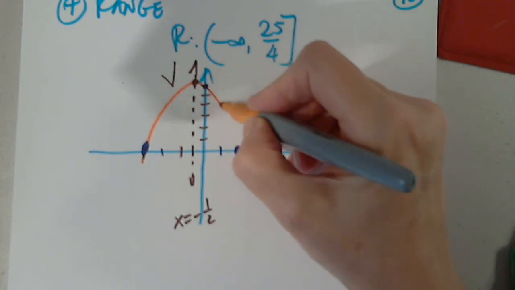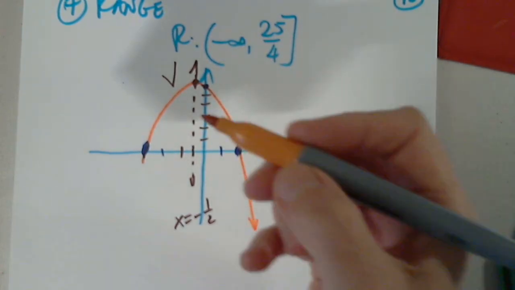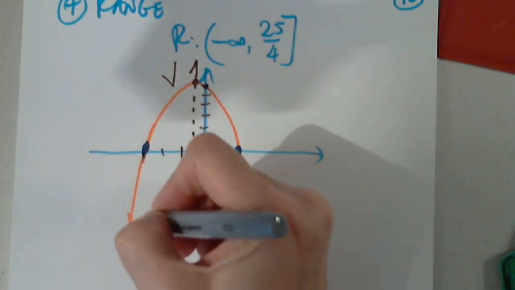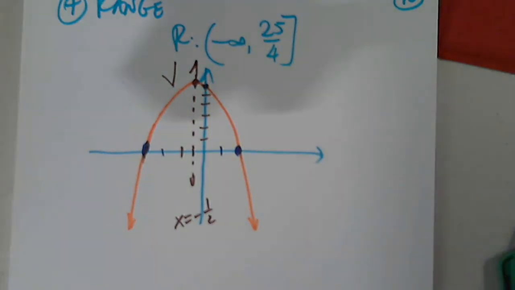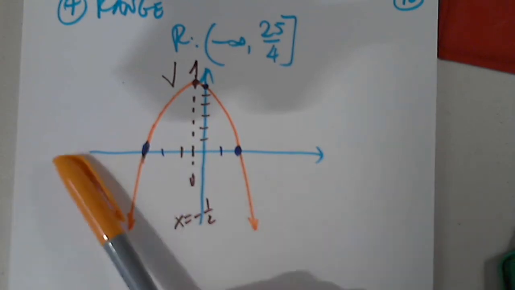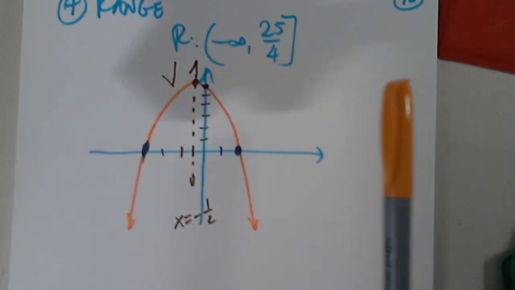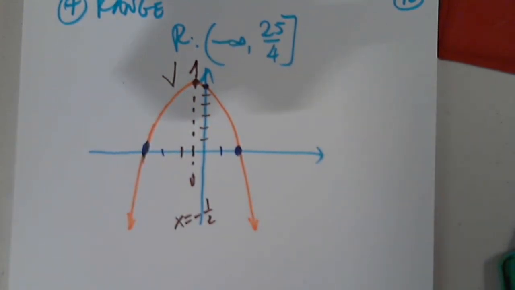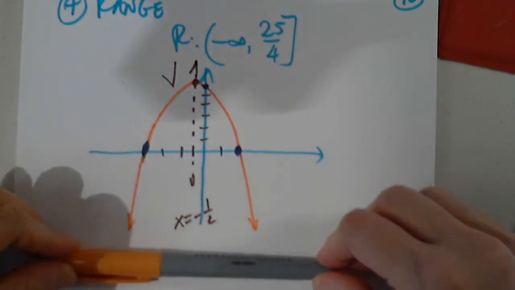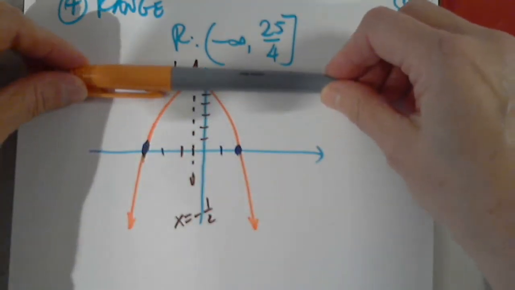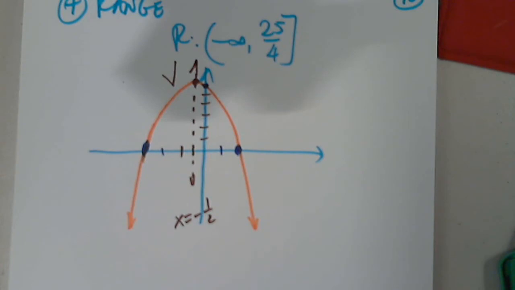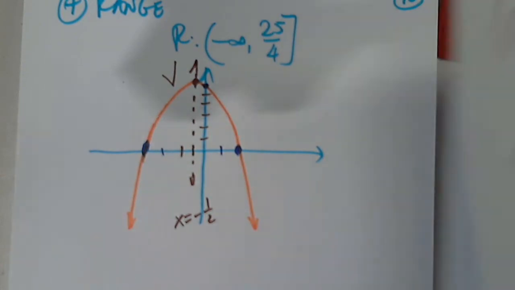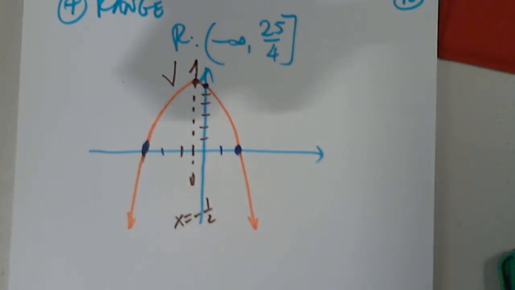And here it is. Connect and extend. Make sure it's not too sharp at the vertex. Obviously, the domain is all real numbers. We shouldn't even mention it's a polynomial function, but you may be asked to. And the range is from -∞ to 25/4. And this is a complete step-by-step situation.